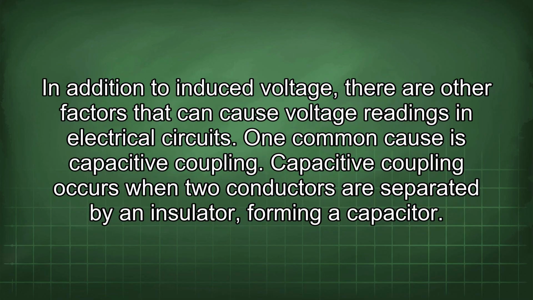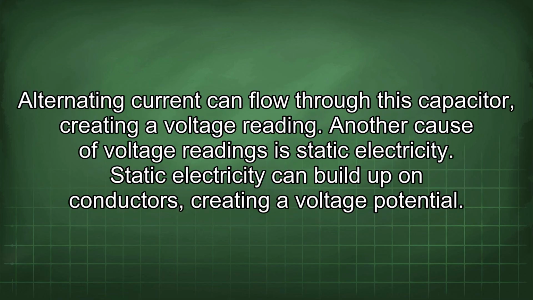In addition to induced voltage, there are other factors that can cause voltage readings in electrical circuits. One common cause is capacitive coupling. Capacitive coupling occurs when two conductors are separated by an insulator, forming a capacitor. Alternating current can flow through this capacitor, creating a voltage reading.